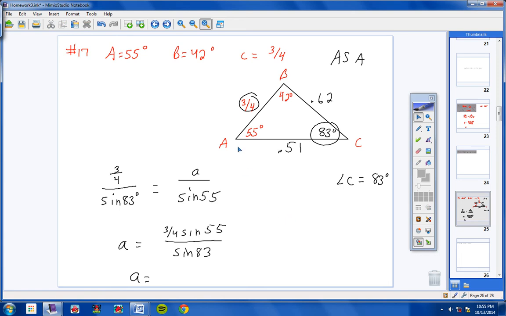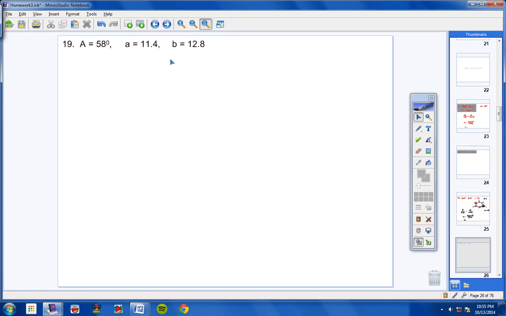Okay, now let's go ahead and jump to numbers 19, 21, and 25. These are the ones, all three of these students are angle side side or side side angle, and so we're going to have to be really careful on these and make sure that we check for two solutions. Okay, so here we go. Number 19.